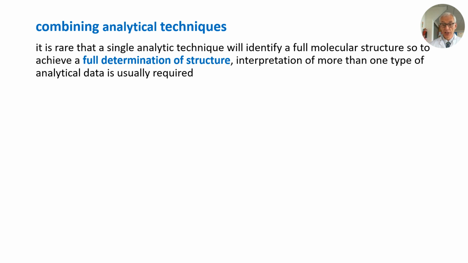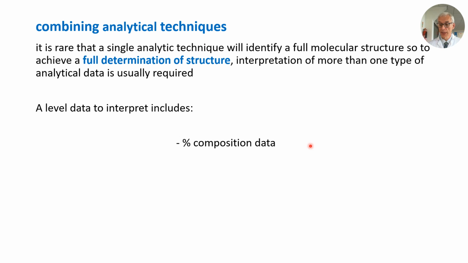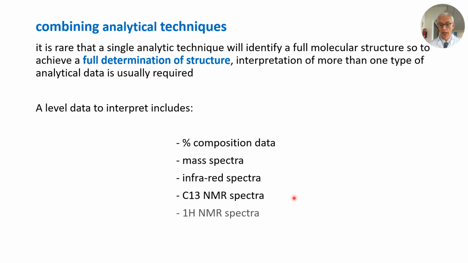It's rare that a single analytical technique will identify a full molecular structure. So to achieve a full determination of structure, interpretation of more than one type of analytical data is required. The types that you have met at A level and will have to put together in combination are percentage composition data, mass spectra, infrared spectra, carbon-13 NMR, and of course proton NMR.